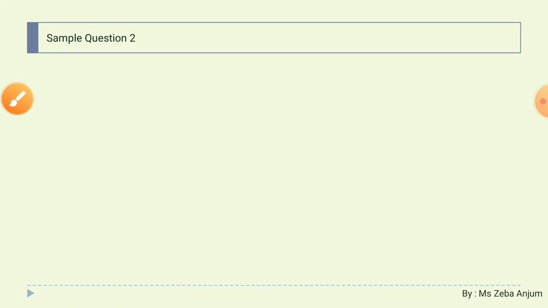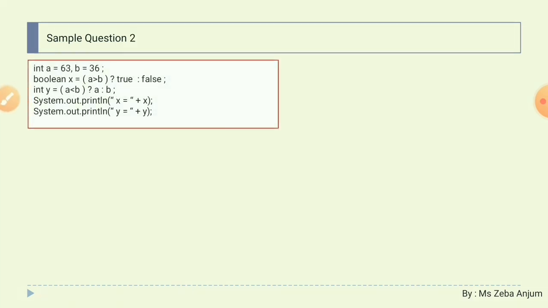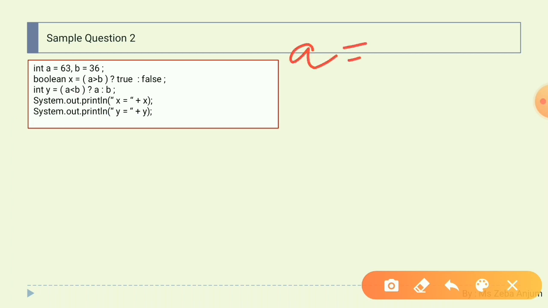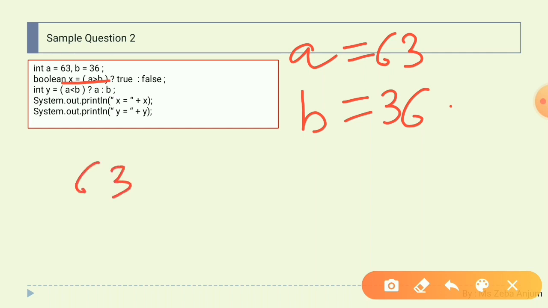Now moving towards your sample question number 2. See, some expressions we are having and we have to find out the output for the same. Now let us try to handle these expressions. We are having a equals to 63. Again we are having b equals to 36, and this is our expression: boolean x equals to a greater than b. Either it is true or it is false. a greater than b means it is asking whether 63 is greater than 36 or not. The condition is true.